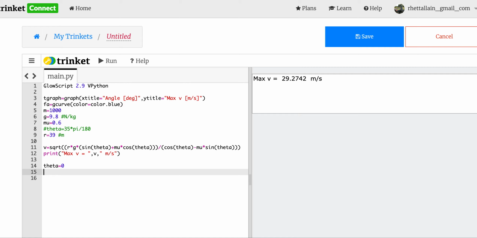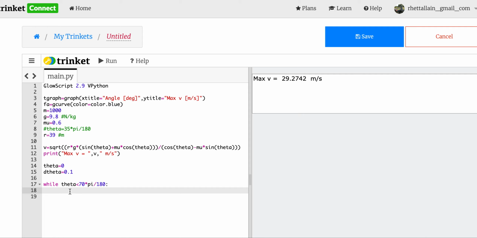So I need to say, how big is my next angle going to be? I need a d theta. So let's say d theta equals 0.1 radians, and that's fine. Okay, so now I want to say while theta is less than 70 degrees, which is 70 times pi divided by 180, then do the following. This is a loop, okay? So I need that colon right there, and then everything that's indented after that is in the loop.